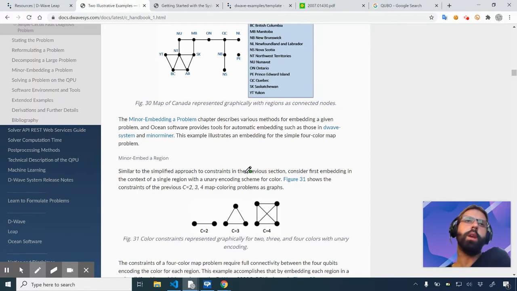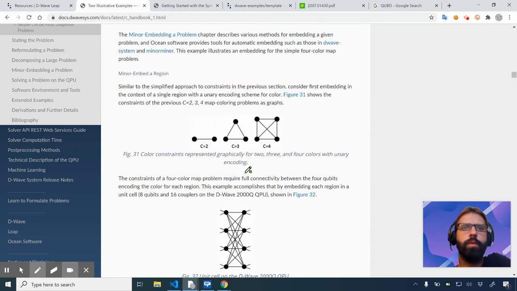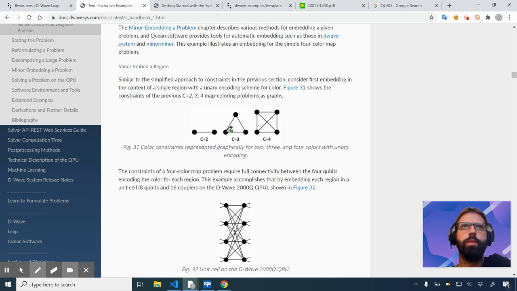Consider the first embedding in the context of a single region with a unary encoding scheme for color. It shows the constraints of the previous 2, 3, and 4 map coloring problems as graphs. The constraints of a 4-color map problem require full connectivity between the 4 qubits encoding the color for each region.